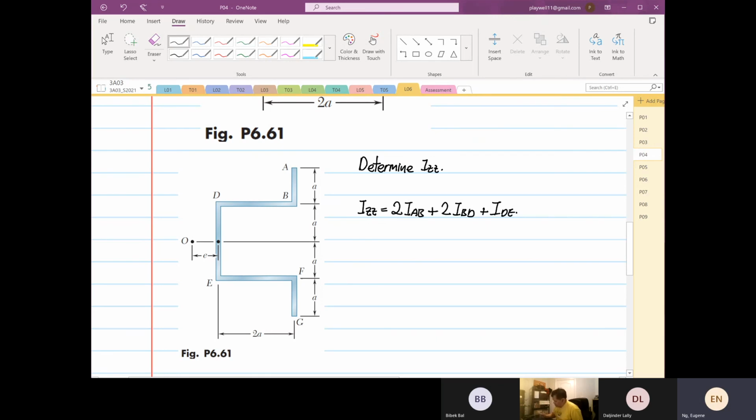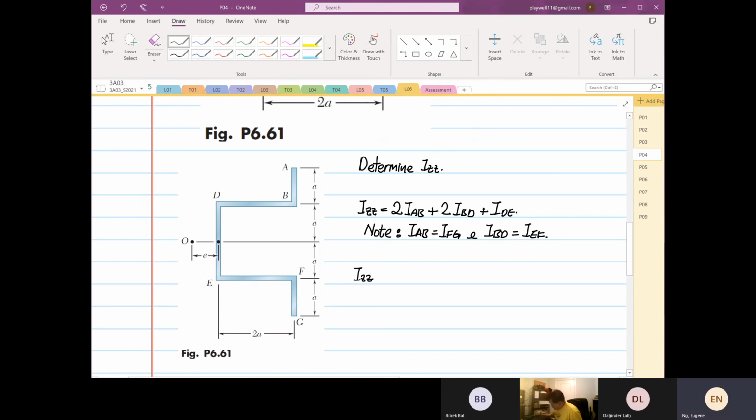Okay, so AB and FG are the same. BD and EF are the same geometry, and DE is alone, right? So I'm going to write note that IAB is equal to IFG and IBD is equal to IEF. Okay, so we have that relationship. So we're going to find IZZ first.